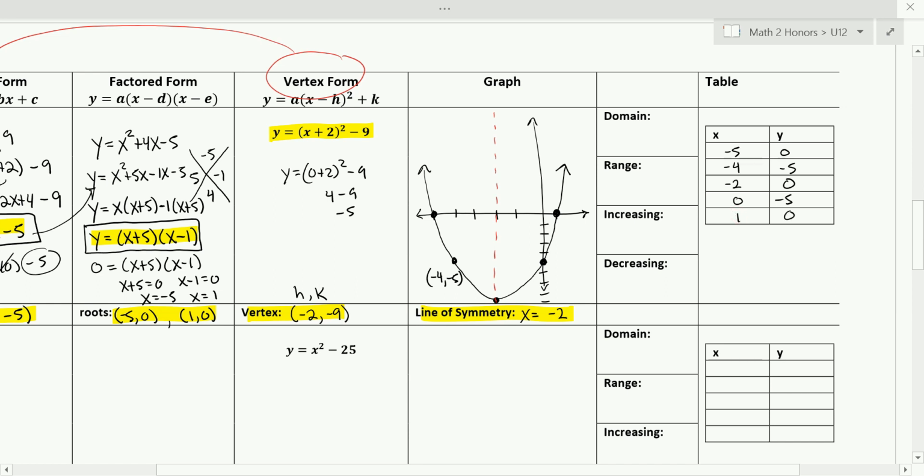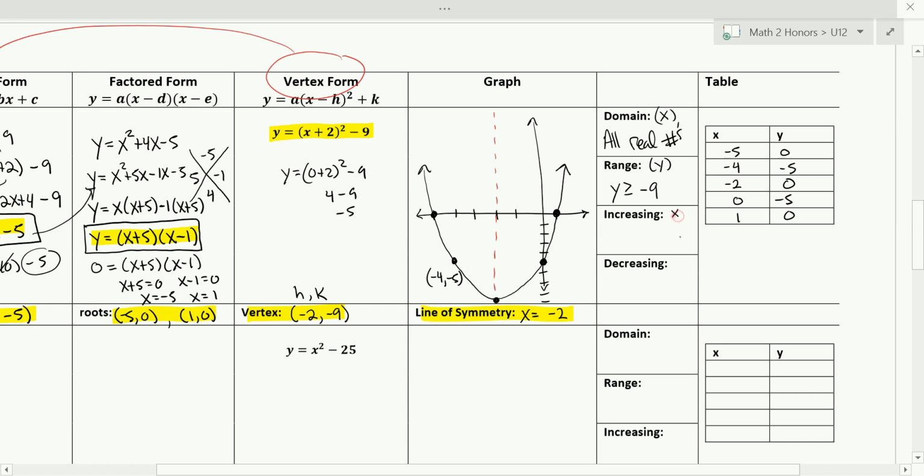And then domain is going to be all real numbers. Range. The domain is always your X, right? Range is Y. So what would you put for Y? Y is greater than or equal to -9.